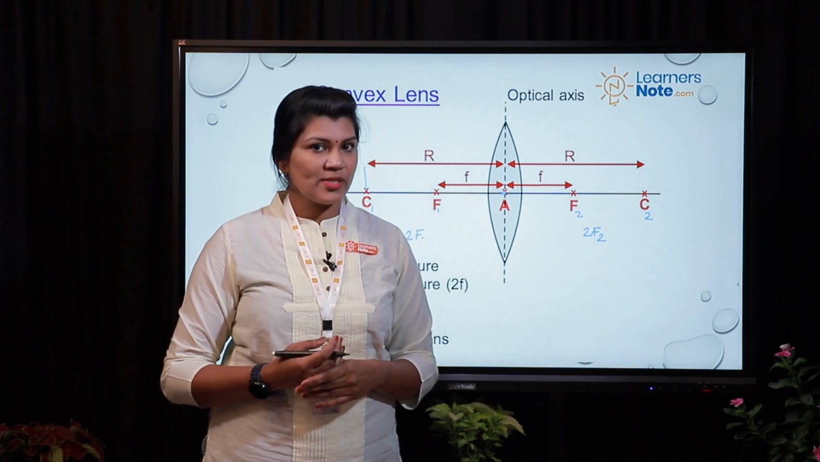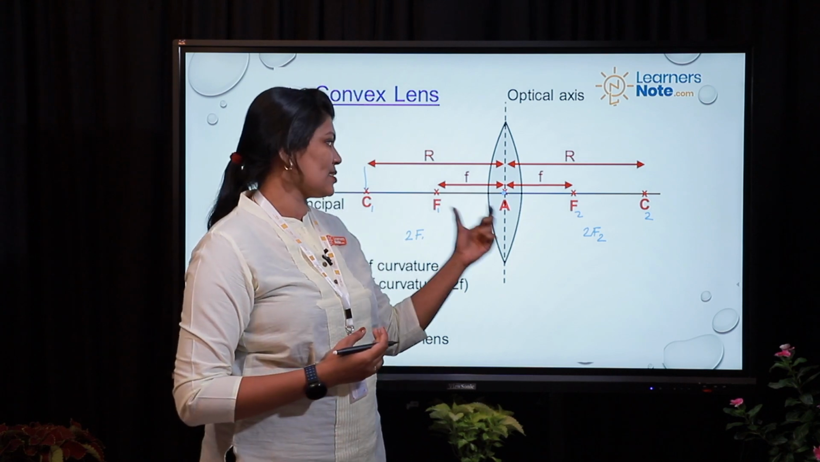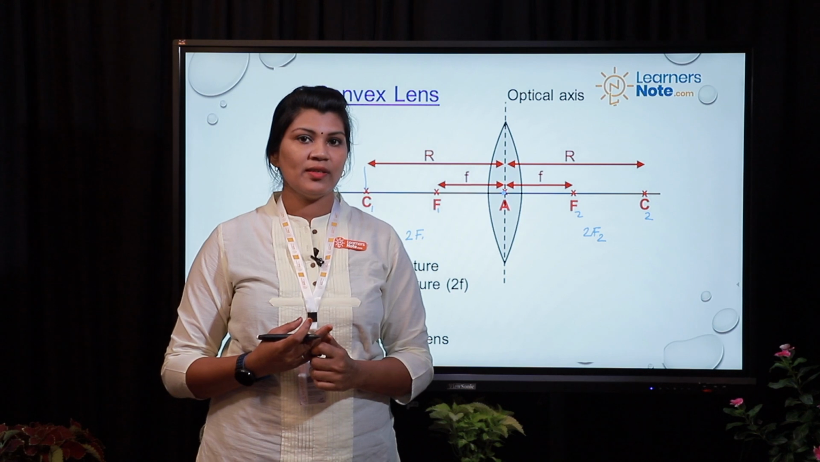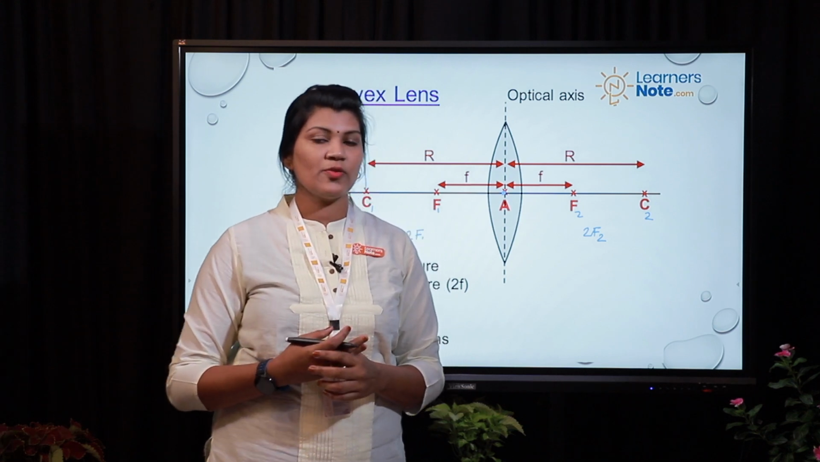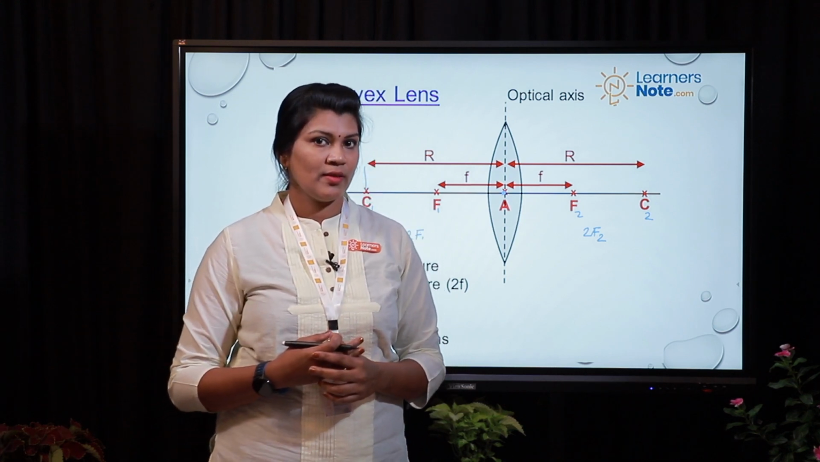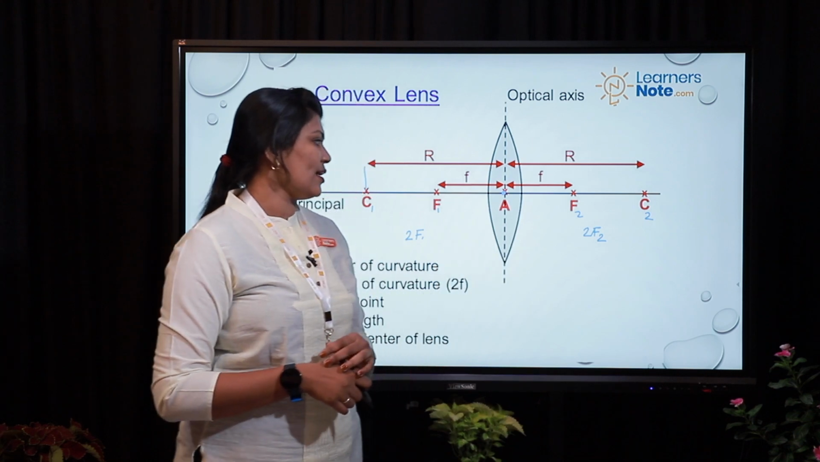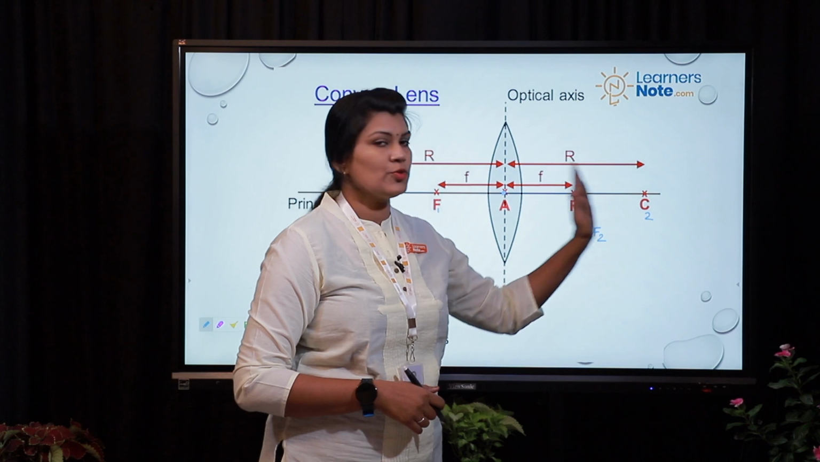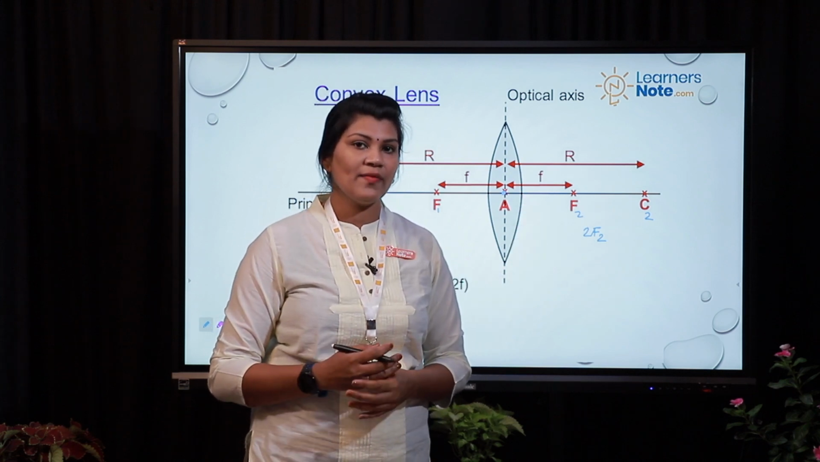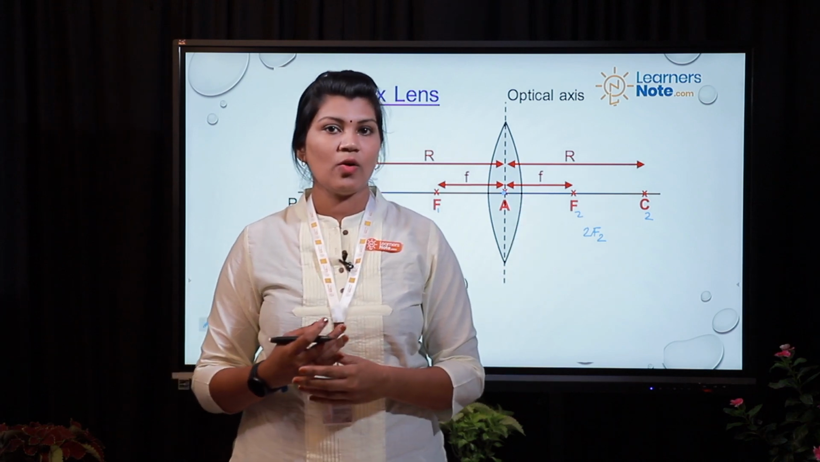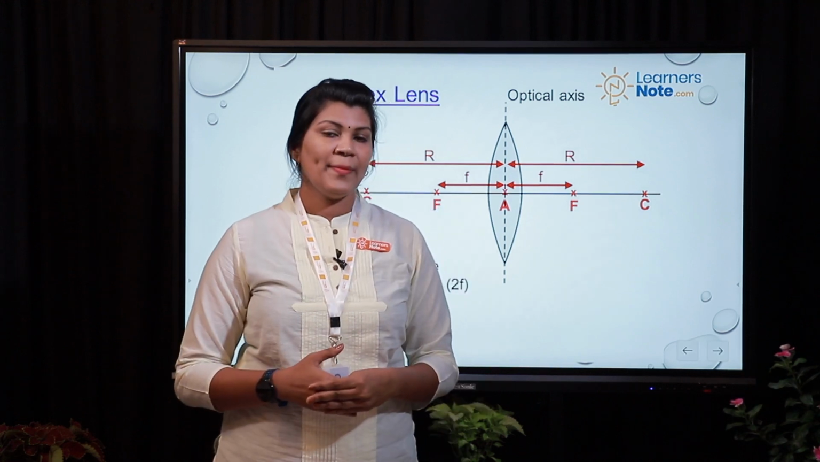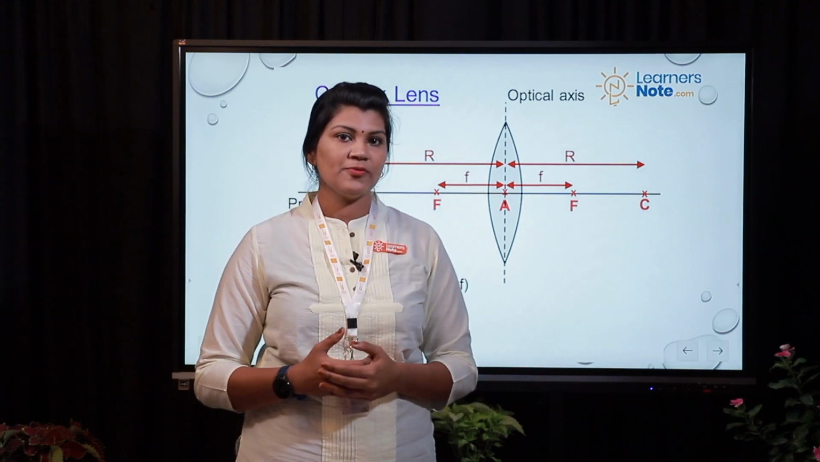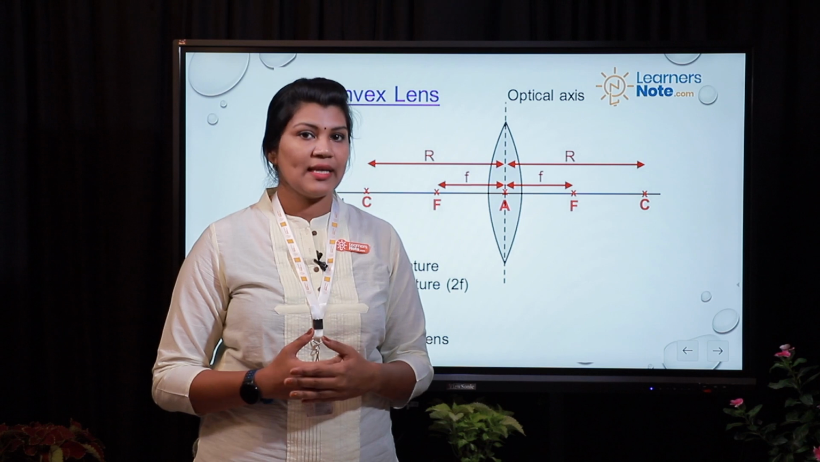So based on the position of the object from this lens, the nature, the position and the size of the image will be different. We can say that if an object is placed at 2f1, the image will be formed at 2f2 itself and it will have the same size as that of the object. Based on the position of the object from the lens, we have 6 cases.